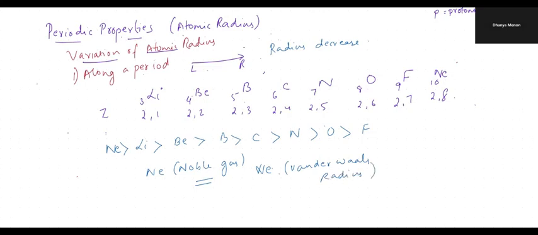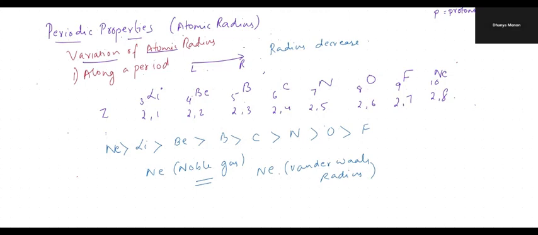Because they don't form bonds. If neon has Van der Waals radius, it will be greater in size than the radius for the other types of bonds formed between other elements, right? Van der Waals radius is greater than covalent radius or even metallic radius. Van der Waals radius is greater than the covalent radius.